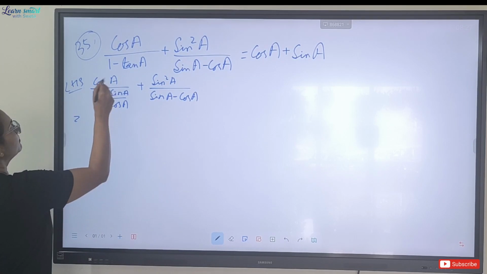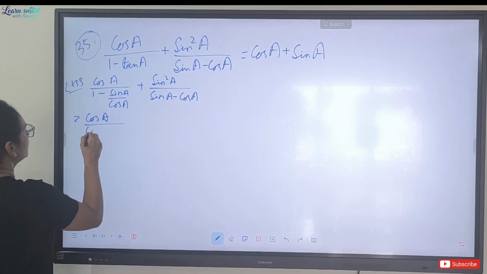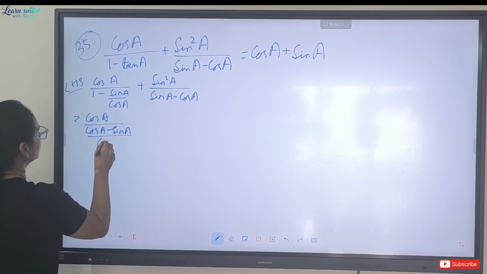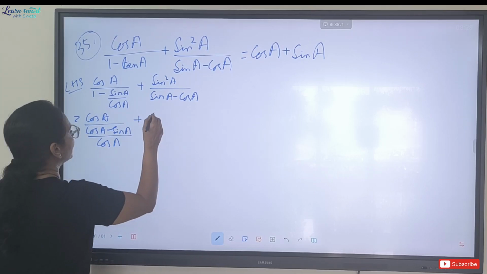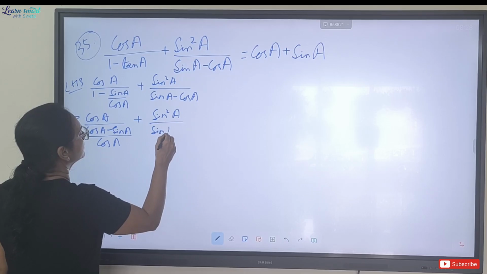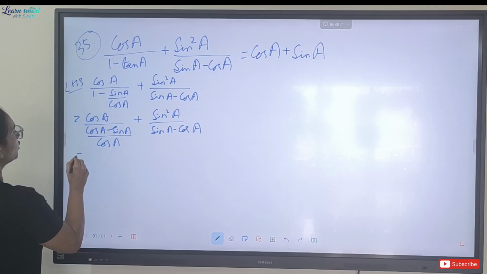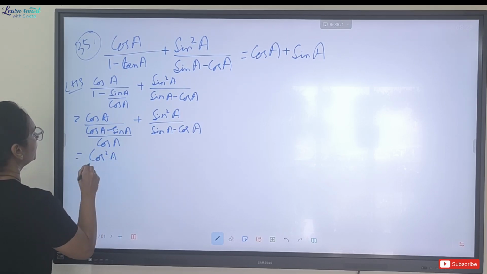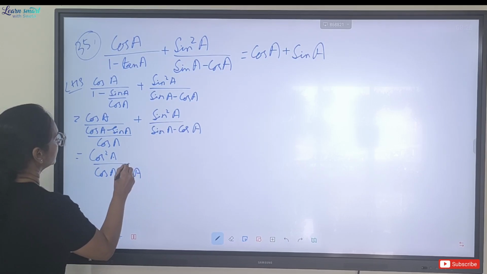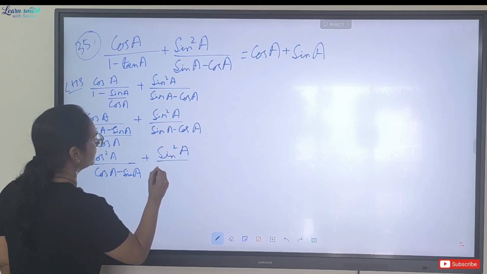Now let's simplify the denominator. So cos A by cos A minus sin A by cos A. And this will remain again as it is: sin square A by sin A minus cos A. Now let's simplify this. This will become cos square A by cos A minus sin A plus sin square A by sin A minus cos A.